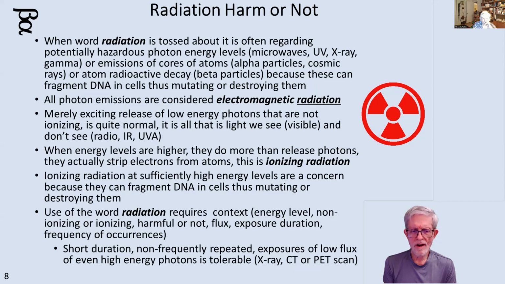When the energy levels are high enough in the photons that they can actually not just get a photon released from an atom, but they'll actually strip electrons from atoms, that's called ionizing radiation, as in the ions are the electrons that get excited to the point where they actually leave the atom. Ionizing radiation at sufficiently high levels are a concern because they can damage your DNA and destroy cells. But use of the word radiation has context.